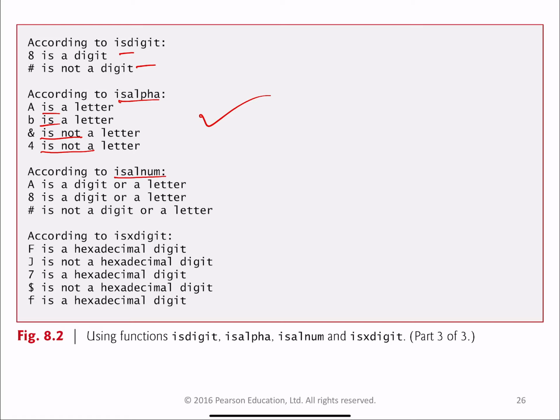The isAlnum function, alphanumeric characters. So 8 is a digit or a letter. A is a digit or a letter. 8 is a digit or a letter. Hash is not. And finally, the isHexDigit function. F is a hexadecimal digit. J is not. 7 is. The dollar sign is not. F is a hexadecimal digit.